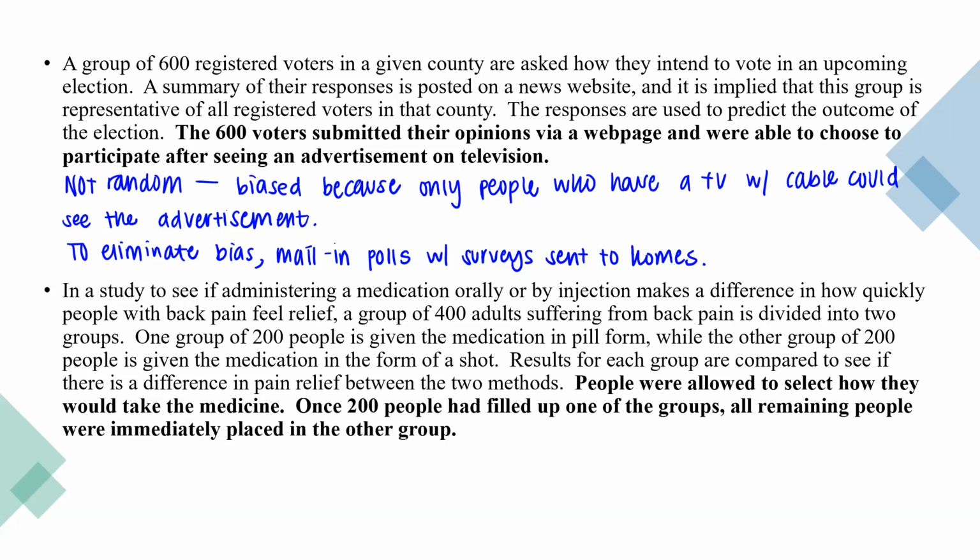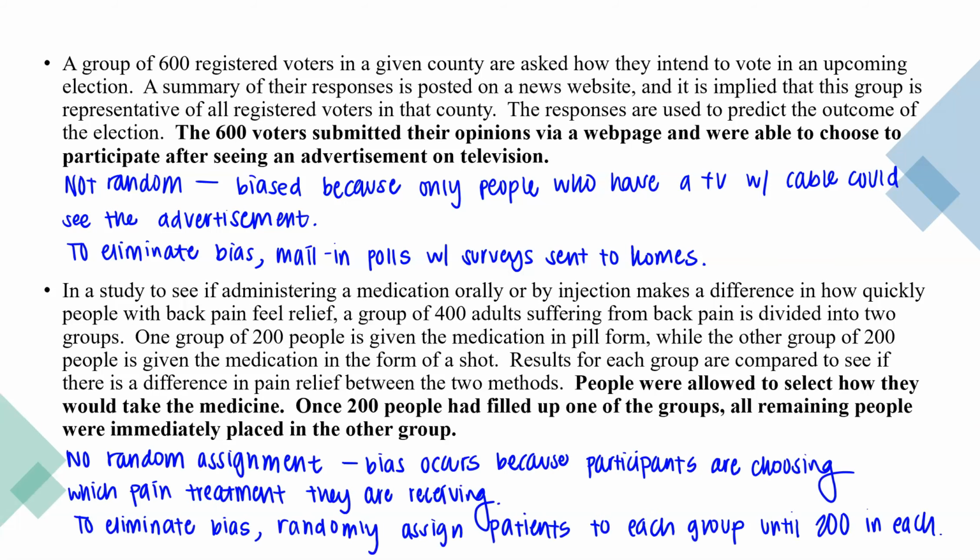Example 4. The additional information that we're given here is that people were actually allowed to select how they wanted to take the medicine, whether they wanted it in pill form or whether they wanted it in the form of a shot. This clearly has no random assignment. There is bias that is occurring because they're simply just choosing what pain treatment they want to receive. In order to eliminate as much bias as possible, what we can do is randomly assign patients to each group until there is 200 in each group.